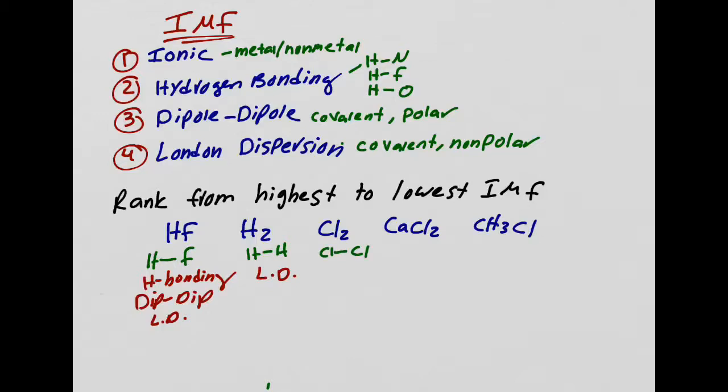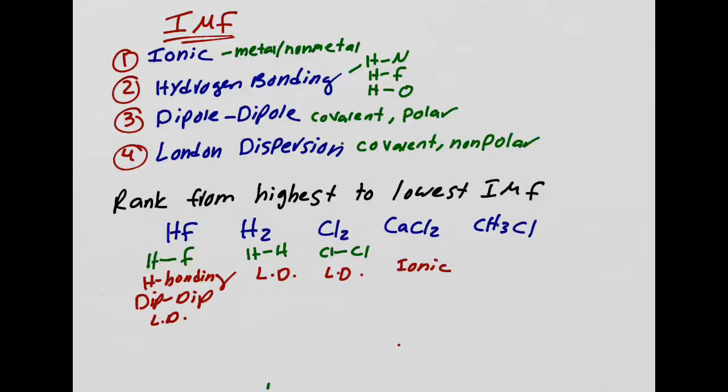Cl2. Okay, not ionic, no hydrogen bonding. Two nonmetals together, but is it polar or non-polar? It is non-polar, right? They have the same EN value, so it's non-polar. So if it's non-polar covalent, the only thing it has is London dispersion. All right. Now calcium chloride, a metal and a non-metal together. What is that? Hopefully you're shouting that is ionic. Beautiful. No hydrogen bonding. Again, it's ionic. It's not covalent. So the rest is not going to be applied. Now, how about this one?